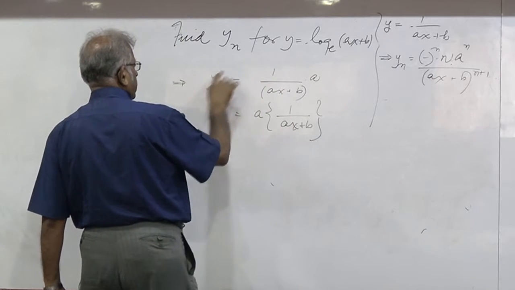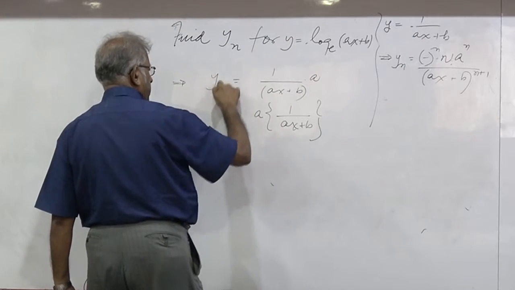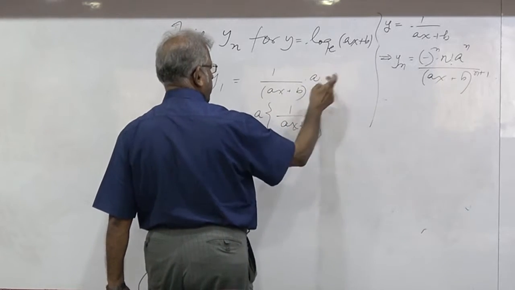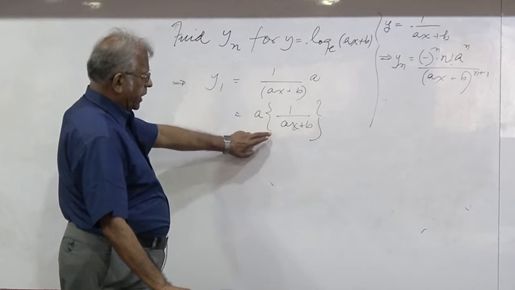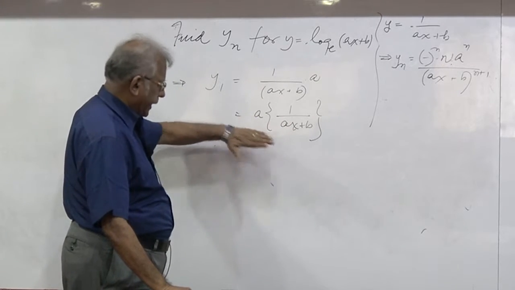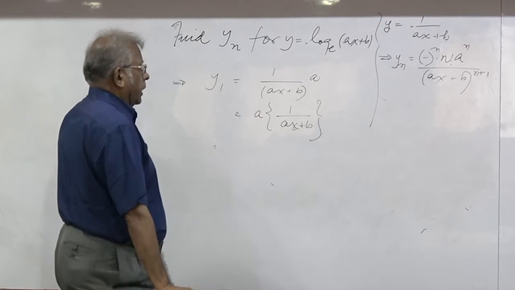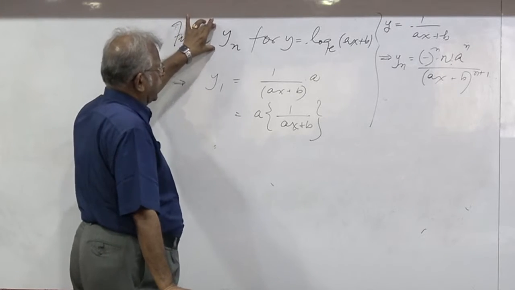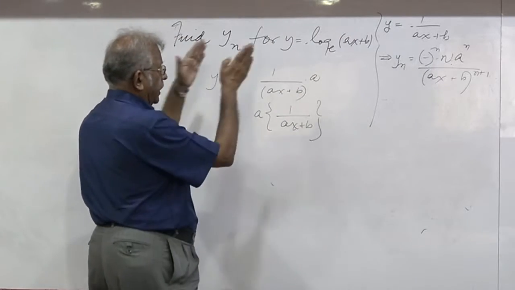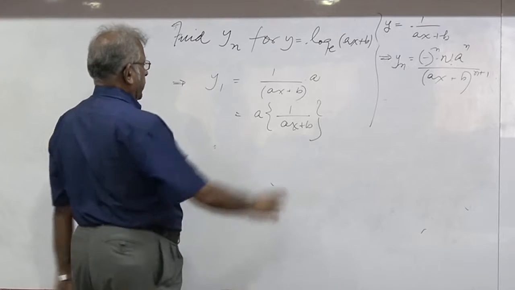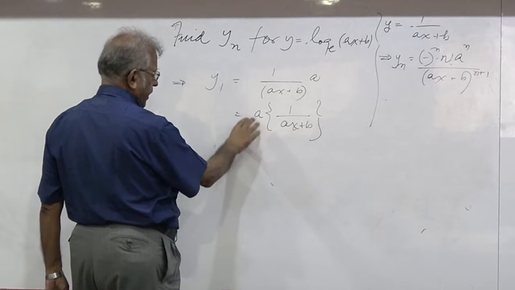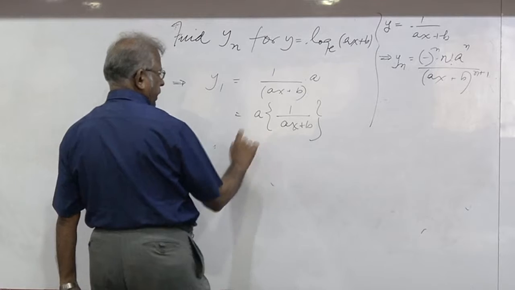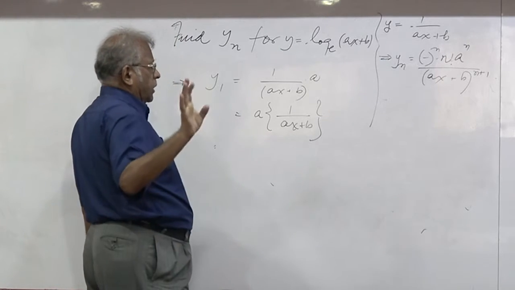Now, I have written down that if y is equal to this, then y_1, the first derivative, is 1 over (ax + b) into, applying the chain rule, a. That means a over (ax + b), which I have written as a into 1 over (ax + b). Now, the next point is very significant and to be understood very clearly. We have started with y as this one. We want to derive this function n times. We have carried out one derivation and got it to this form.